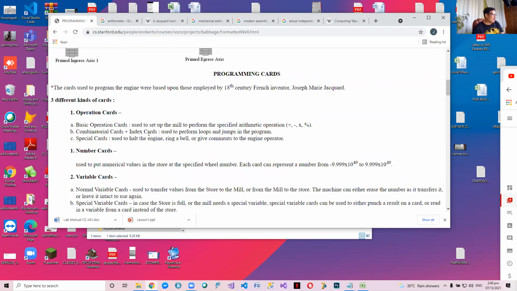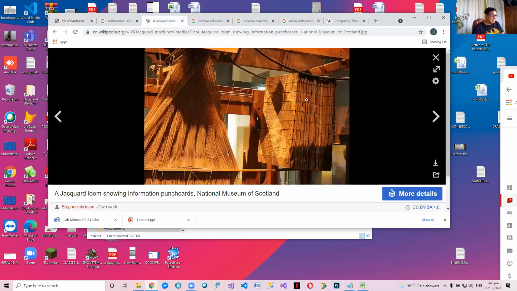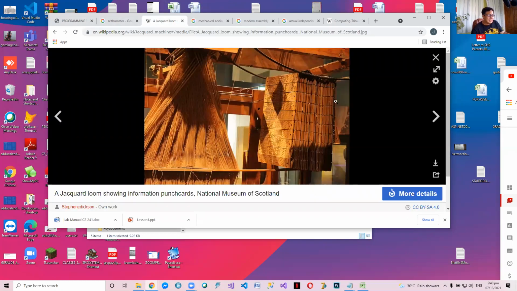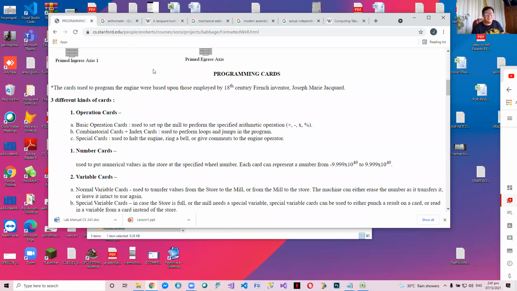Okay. Now, if you look at the Jacquard's loom, ito yung Jacquard's loom eh. So, merong mga deck of cards. Di ba? I-process yan sequentially from left to right so that the computer will be able to read the number. Okay. So in the Jacquard loom, the program comes as a set of cards. There are different types of cards.